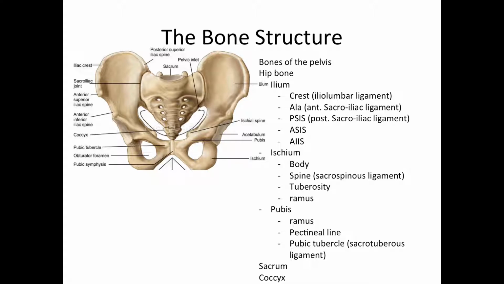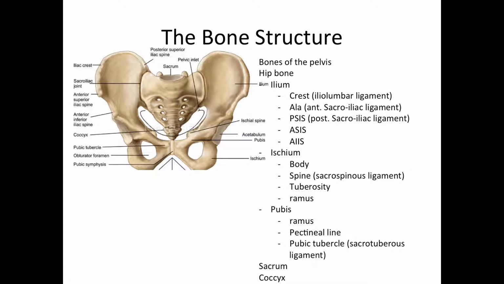It's the largest part of the pelvic bone and has a crest, which means tuft or plume at the top of the helmet, a word of Latin origin, and it attaches to the spinal segments L4 and L5 with the iliolumbar ligament. It has an ala, which means wing, or iliac fossa, which in Latin means ditch, and this attaches to the sacrum with the anterior sacroiliac ligament. There's a posterior superior iliac spine, which attaches to the sacrum with the posterior sacroiliac ligaments, and an anterior superior iliac spine and an anterior inferior iliac spine.